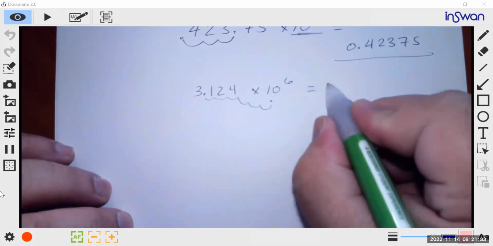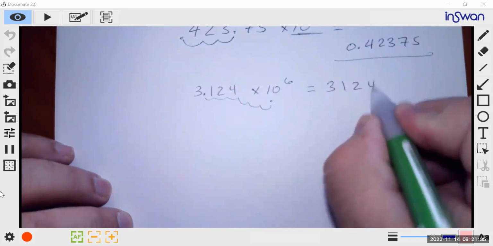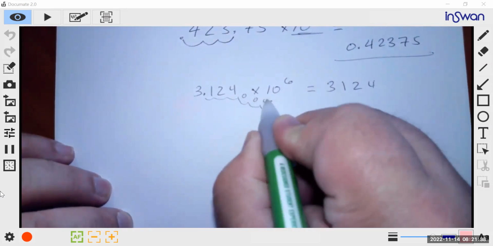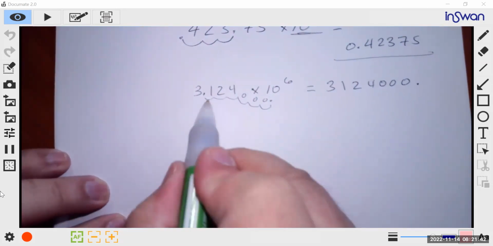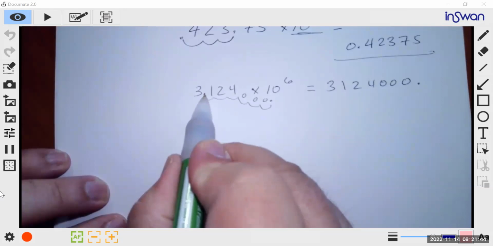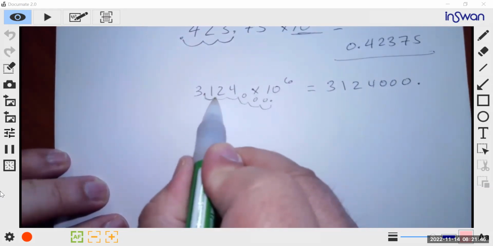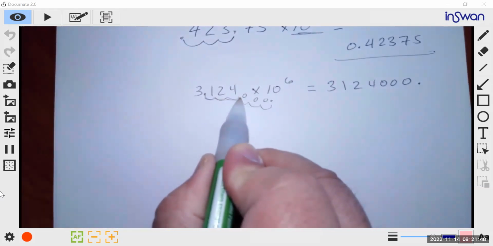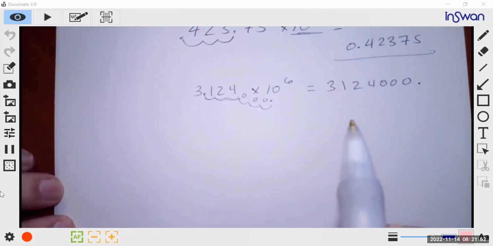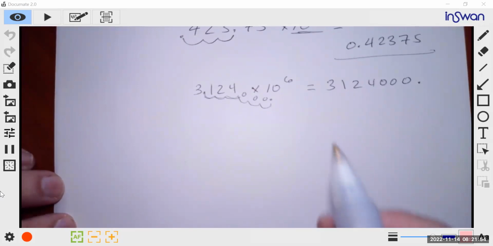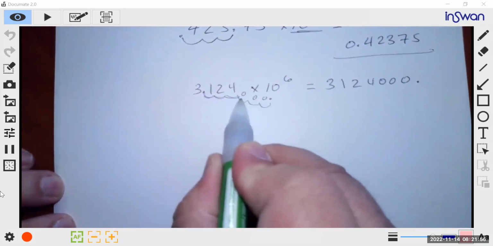So how many zeros do I need? I need 1, 2, 3 zeros, because I already have the decimals here. It has to move 6 spaces. There's 1 space, 2 spaces, 3 spaces. Since there's no more numbers, each space is a 0. Since I have 3 more spaces, let's put 3 more zeros.